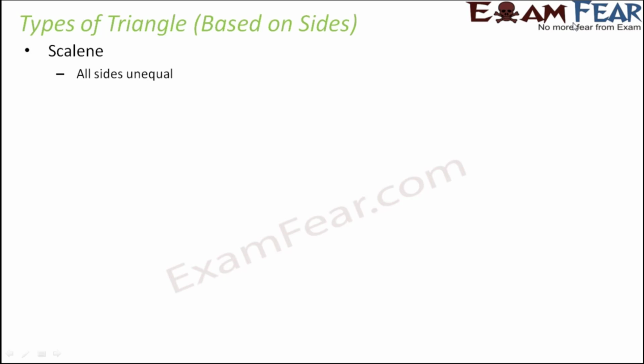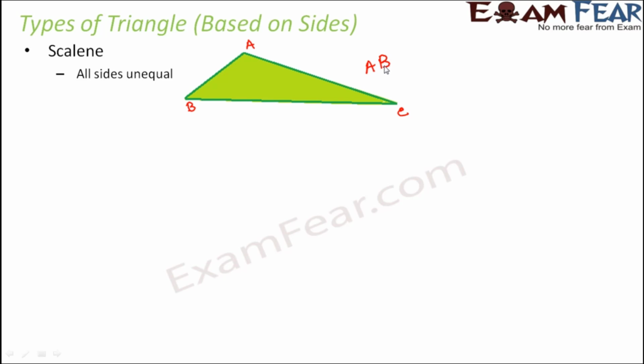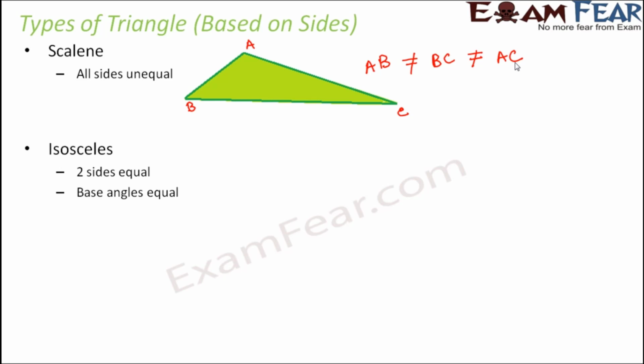The first one is scalene triangle, which is that type of triangle where all the sides are unequal. That means when you measure the sides, all of them are of unequal length. For example, you have this triangle ABC. So in a scalene triangle, the length of AB is not equal to the length of BC, which is again not equal to the length of AC. So this defines a scalene triangle.